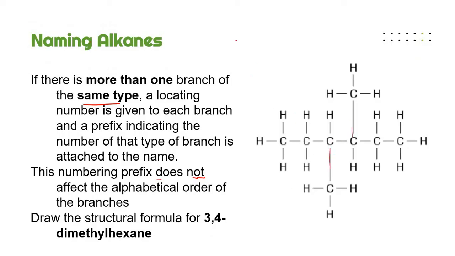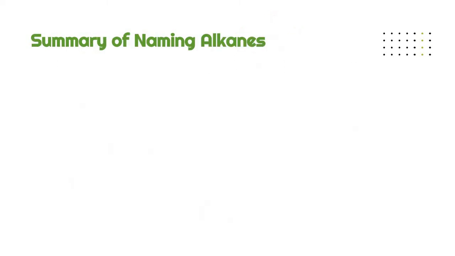So if you draw the structural formula, a line diagram, 1, 2, 3, 4, 5, 6. Again, that's pretty much it. 3,4-dimethylhexane. The locator is written and also the prefix indicating that there are 2 methyls.